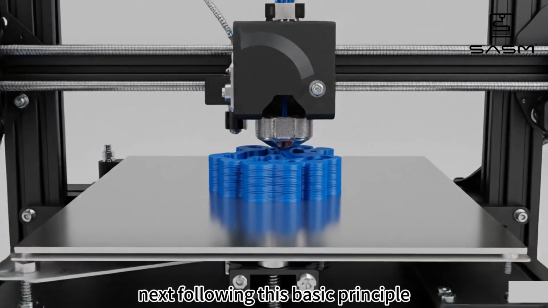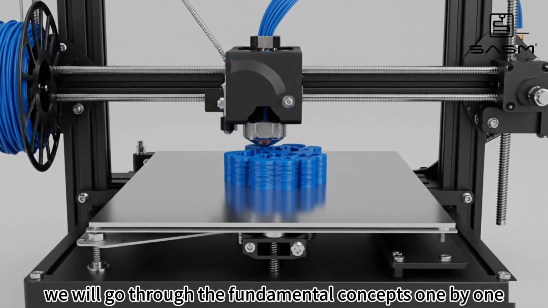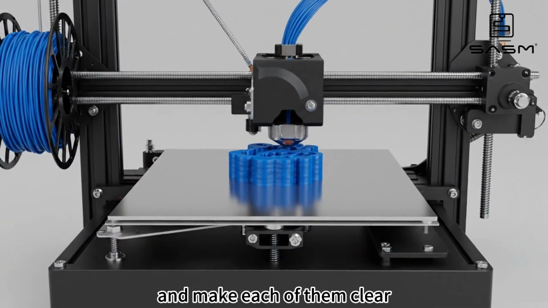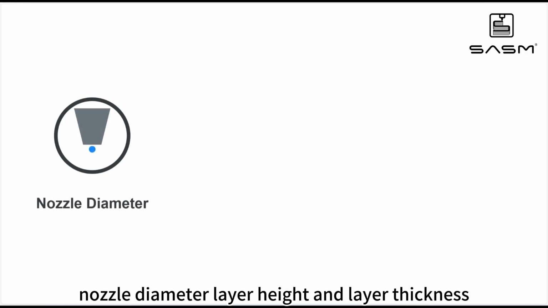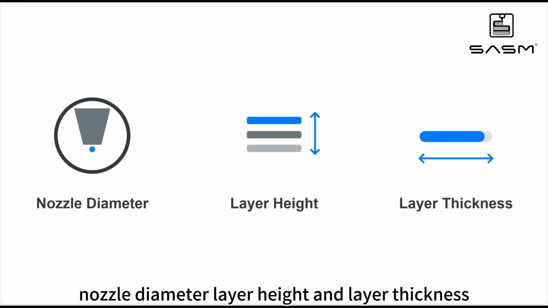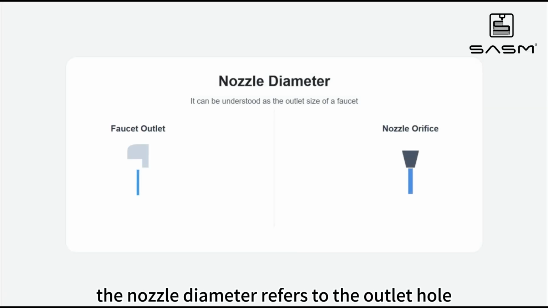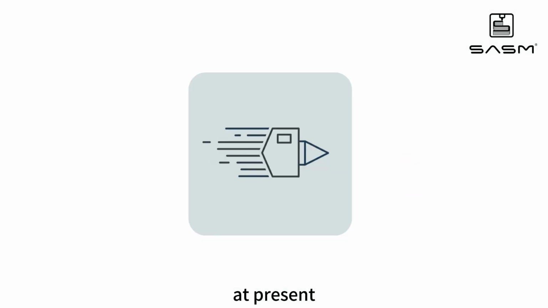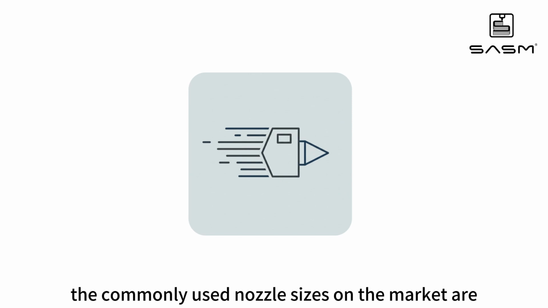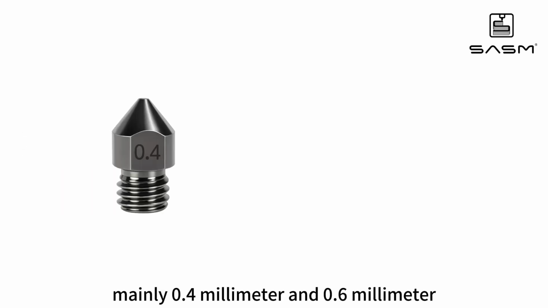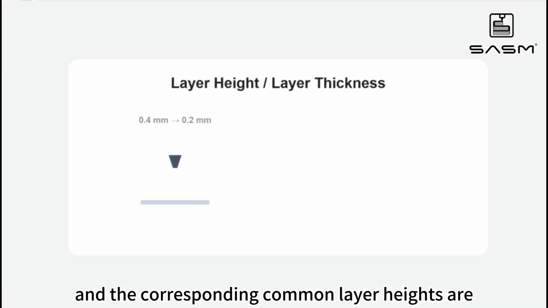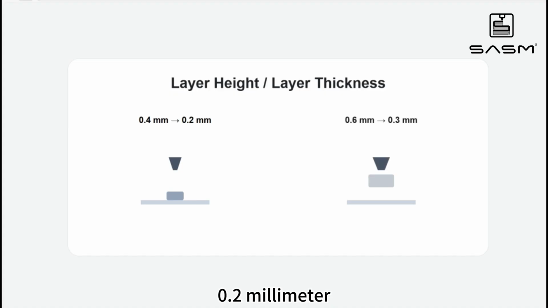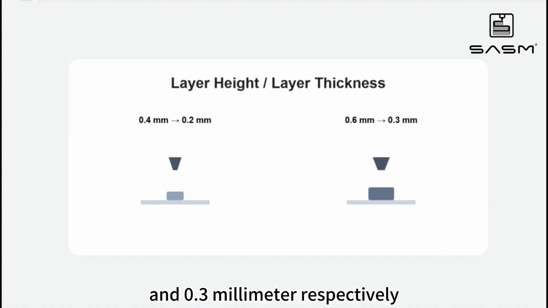Next, following this basic principle, we will go through the fundamental concepts one by one and make each of them clear. Second, basic concepts that a sign factory needs to understand: nozzle diameter, layer height, and layer thickness. The nozzle diameter refers to the outlet hole size of the print head. At present, the commonly used nozzle sizes on the market are mainly 0.4 mm and 0.6 mm, and the corresponding common layer heights are 0.2 mm and 0.3 mm, respectively.